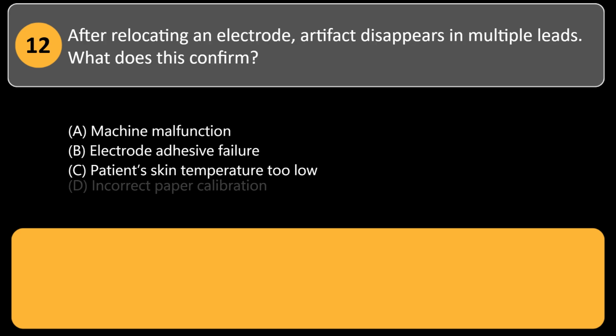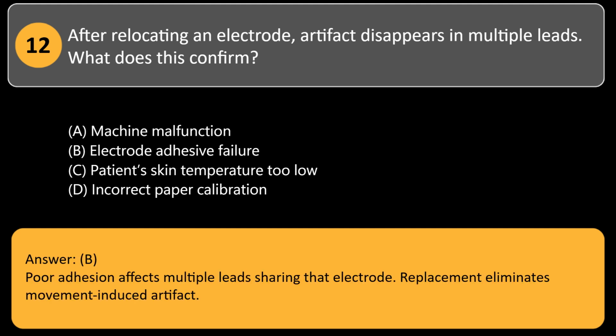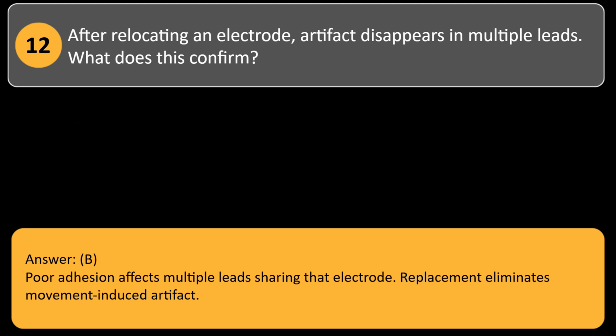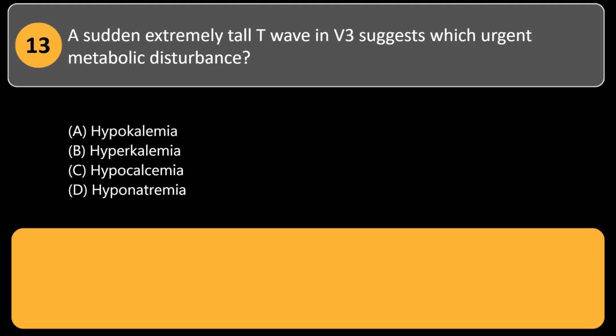After relocating an electrode, artifact disappears in multiple leads. What does this confirm? A. Machine malfunction. B. Electrode adhesive failure. C. Patient skin temperature too low. D. Incorrect paper calibration. Answer B. Poor adhesion affects multiple leads sharing that electrode. Replacement eliminates movement-induced artifact.